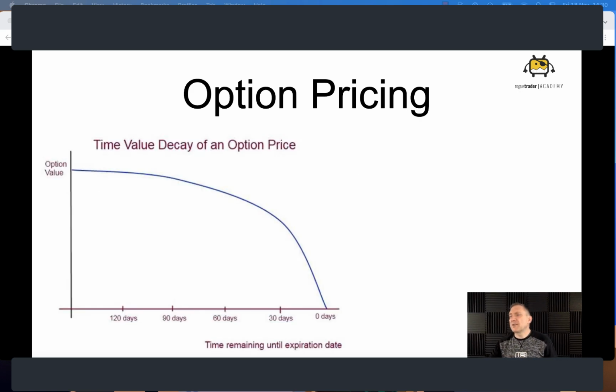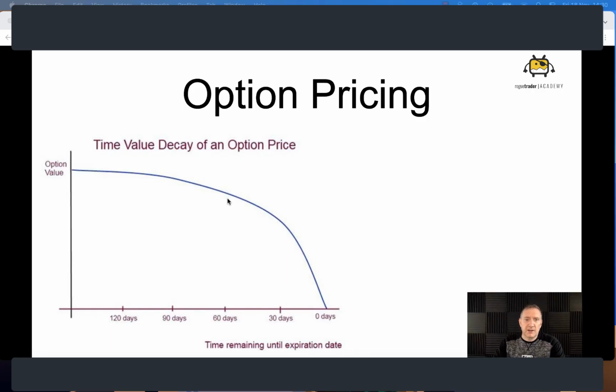Now this chart is a simplified chart showing time decay. As you can see, it's not linear. If it was linear, there'd just be a straight line going from here down to there, right? Just a straight line. As an option nears expiration, the time value starts to erode or decay at an accelerated rate. It's much, much more rapid. And as you can see, right around the 30-day mark, boom, it falls off a cliff, right?